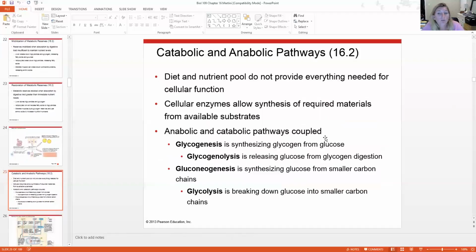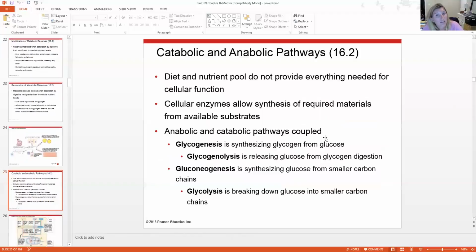The diet and nutrient pool do not provide everything that's needed for cellular function. Cellular enzymes are also required to synthesize materials from the available substrates, from the available nutrients. So anabolic and catabolic pathways are coupled.